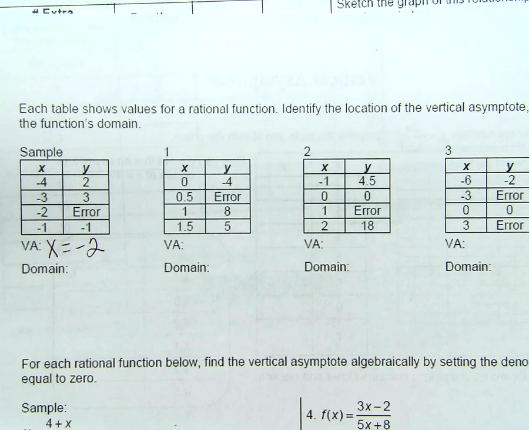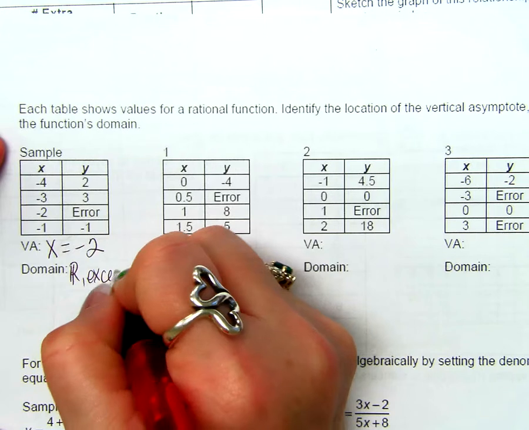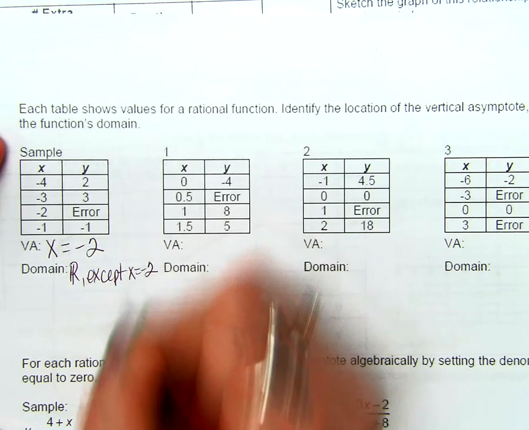Okay? So what we have to be able to say with some certainty is what the domain is of this function. What is it allowed to be? Anything but negative 2. Right? Because that's where an asymptote is, so nothing can be there. So it can be anything but -2. So we can say all reals except x equals -2.